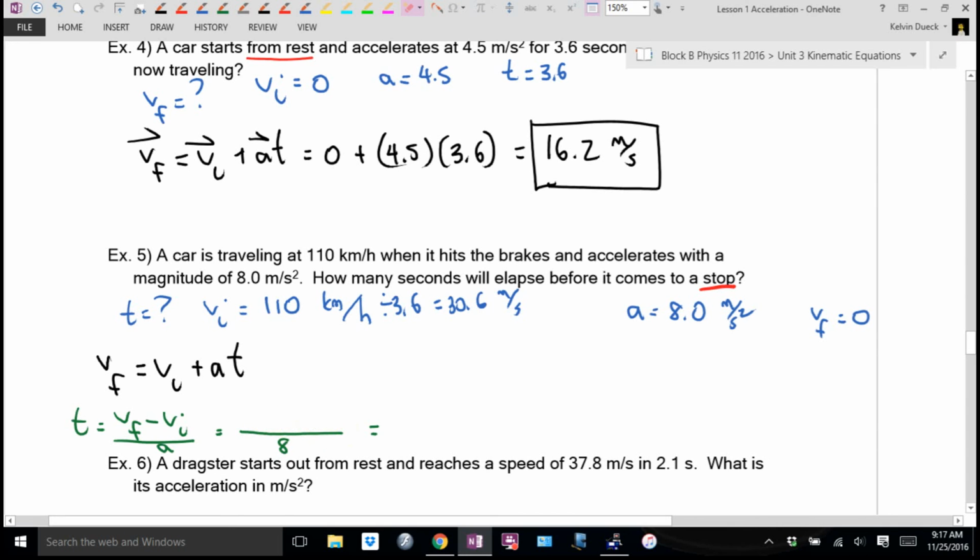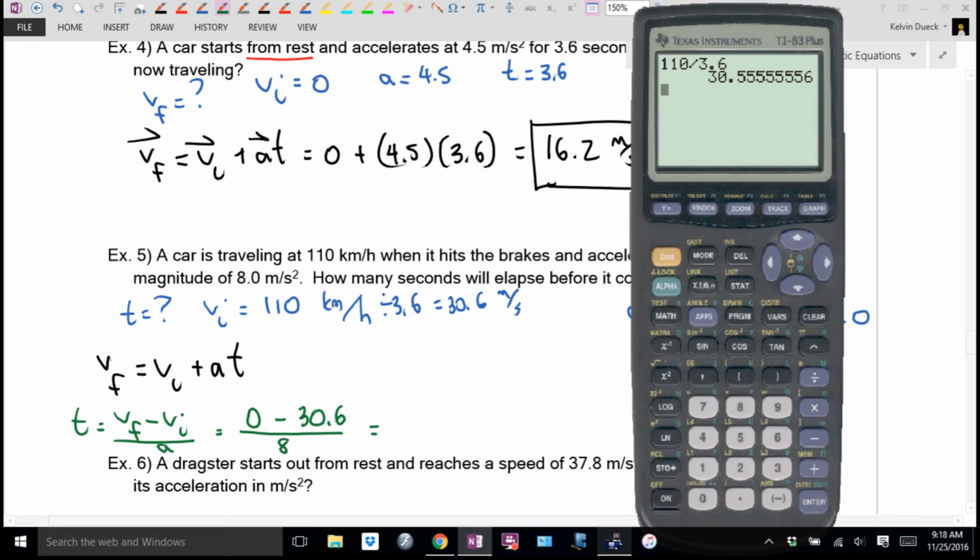Did I do this wrong, Mr. Dewick? I did. 0 minus 30.6. Thank you. Candy for you. Zero minus answer button divided by 8. We're going to run into a problem.